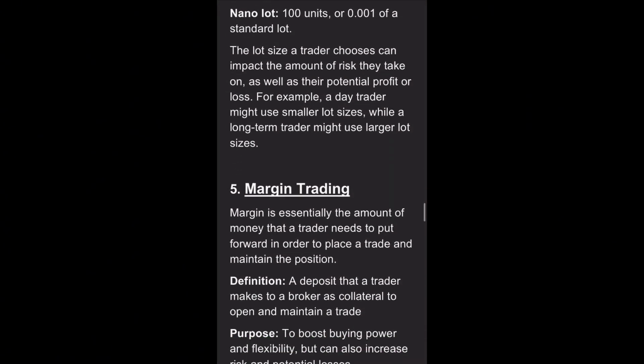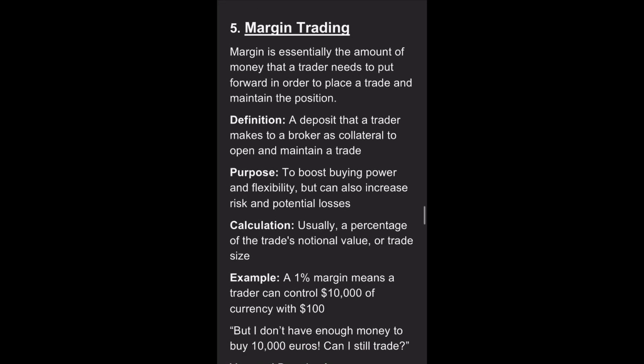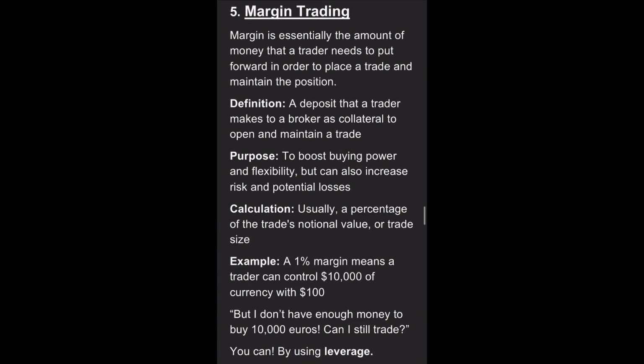Now, fifth on the list is margin trading. Margin is essentially the amount of money that a trader needs to put forward in order to place a trade and maintain the position. A deposit that a trader makes to a broker as a collateral to open and maintain a trade. The purpose of margin is to boost buying power and flexibility, but it can also increase the risk and the potential losses.